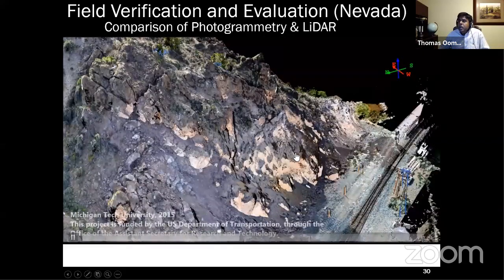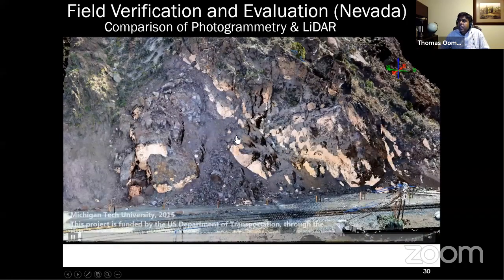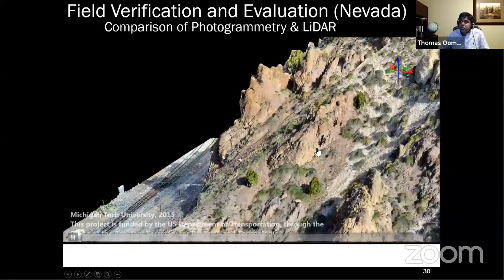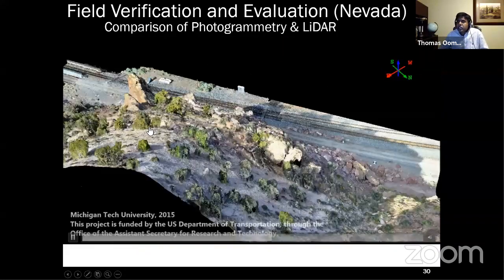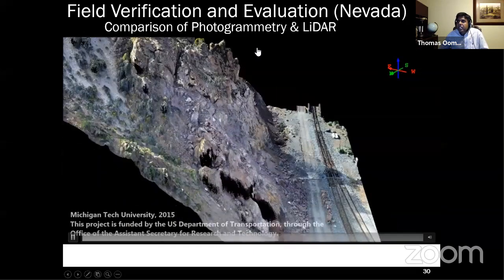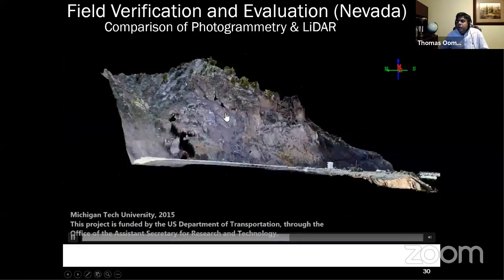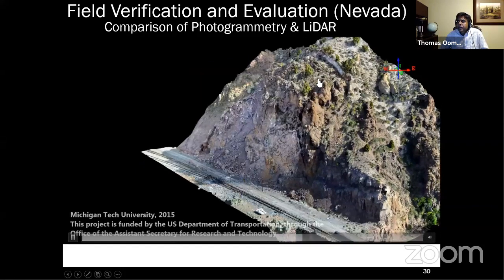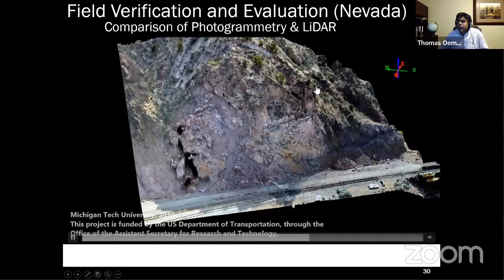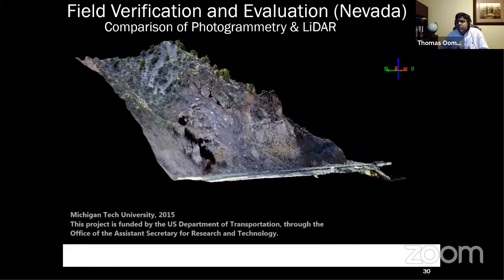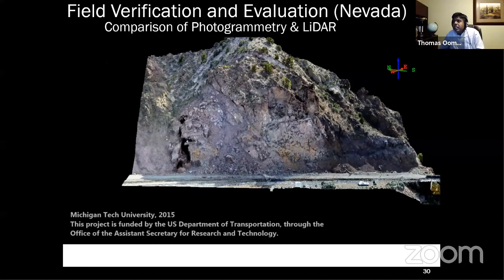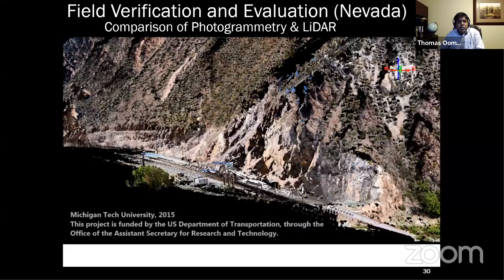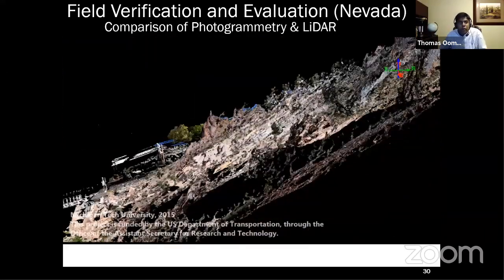What you're seeing right now is only the photogrammetry data. So using a DSLR camera, you can actually mark the failure plane that is forming there. That's the scarp, the failure scarp. This is the kind of data set that you can develop with photogrammetry. In the interest of time, let me move forward.